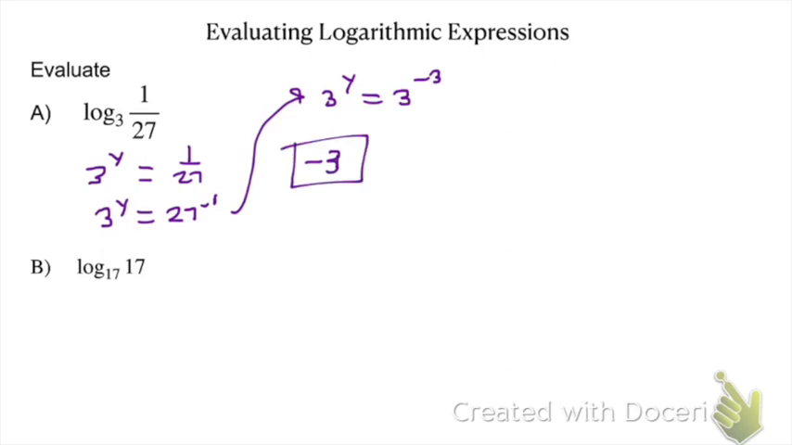We have log base 17 of 17. Again, some of you are going to see this right away. 17 raised to what power is 17? Well, the only power that 17 can be raised to in order to equal 17 is 1. And this is going to lead into some of our properties of logarithms.